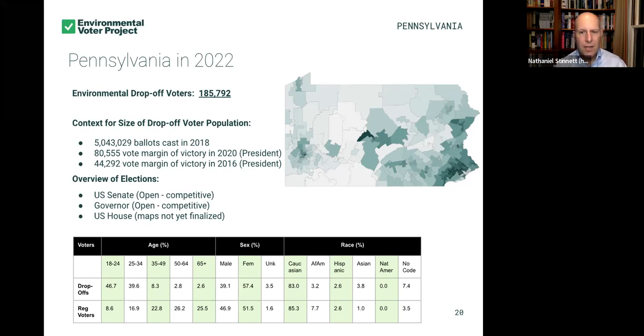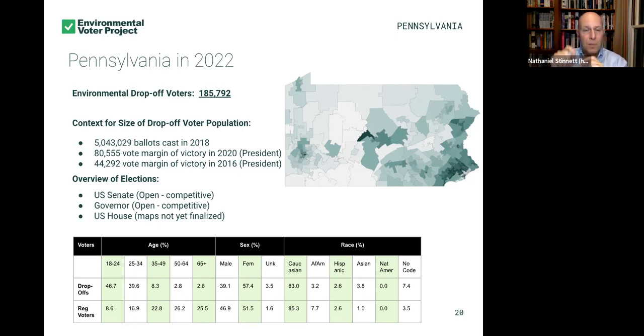Another interesting thing here is we don't see an overrepresentation of Hispanic voters in Pennsylvania. There's actually a fairly significant Hispanic population in Pennsylvania around Philadelphia, but also around the Allentown area and Lehigh County, but we're not seeing them pop here. This is actually a much whiter population than we see in a lot of states. Obviously, there's that huge overrepresentation of AAPI voters again.